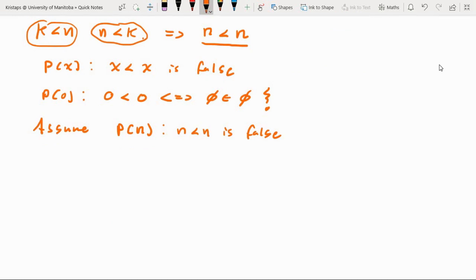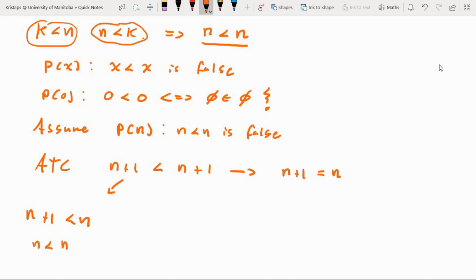So assume to the contrary that it were the case that n is strictly less than n plus 1. Well, there are two possibilities here, again by the previous lemma. It could be the case that n plus 1 is strictly less than n, or the other possibility is that n plus 1 is equal to n. If n plus 1 is strictly less than n, then since we know that n is less than n plus 1, we can combine these, again using the transitive property, to conclude that n is less than n, but by our induction hypothesis, we know this to be false.